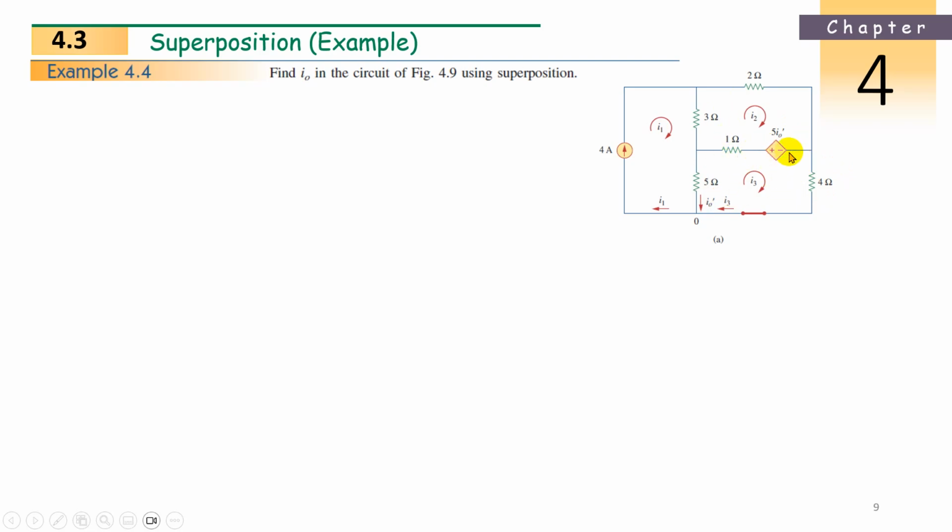Next we have a source here. Current is entering now, so plus 5 I0 dash equal to 0. Now rearrange this one. I1 we already know. What is I1 here? 4. Now substitute the 4.